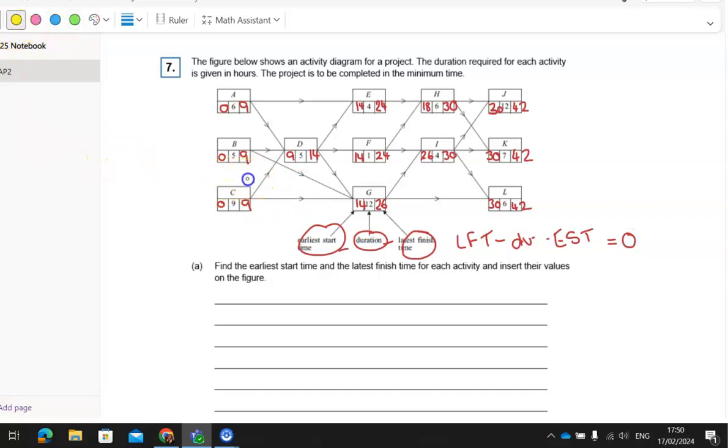So C is on the critical path. D is on the critical path because 9 add 5 is 14. G is on the critical path because 14 add 12 is 26. I is on the critical path and J is on the critical path. So C, D, G, I, J is your critical path.